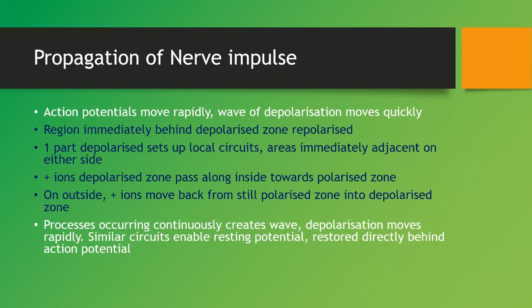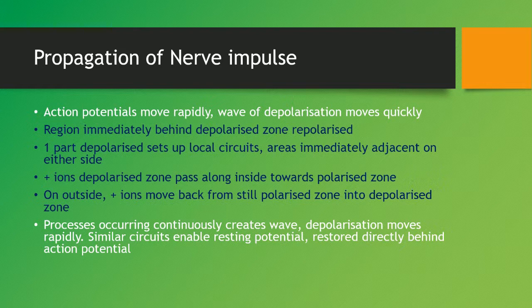So the propagation then, how does it move along the axon? Well, action potentials move rapidly as a wave of depolarization moves quickly. Now, you have a region in the neuron where the action potential will take place, and the region immediately behind this depolarized zone of an action potential is repolarized. So ions will move from the inside to the outside immediately behind the depolarized zone.